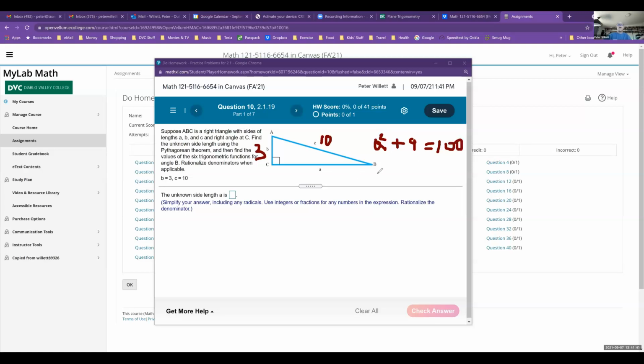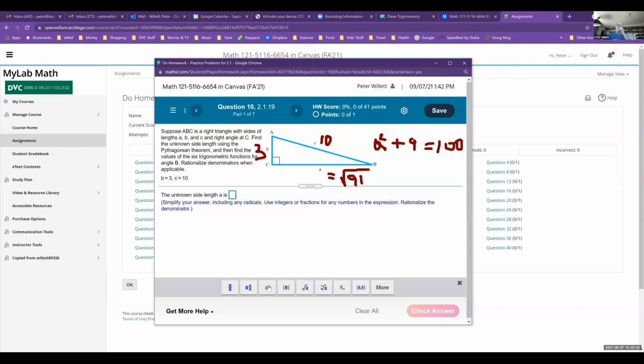So what does that mean? A is the square root of 100 minus 9, which is 91. So A is equal to the square root of 91. Okay, so now the unknown side length A is, so I want to put that in there. So I click in the box and I'd say, give me a square root of 91.